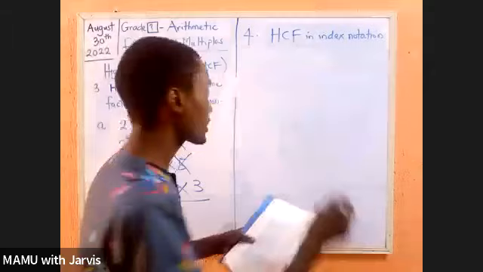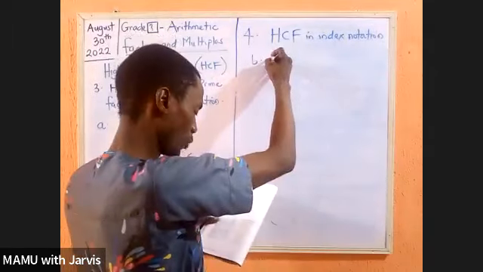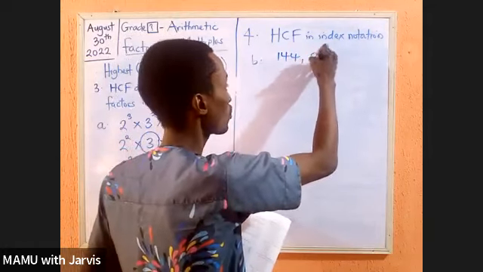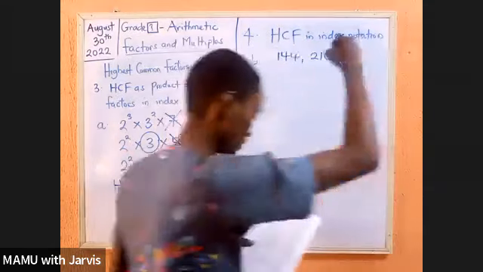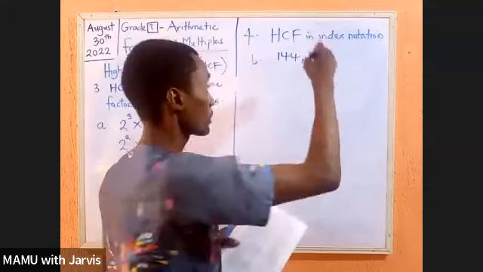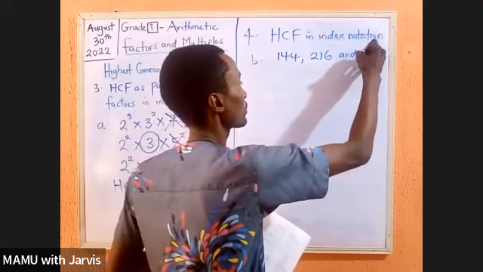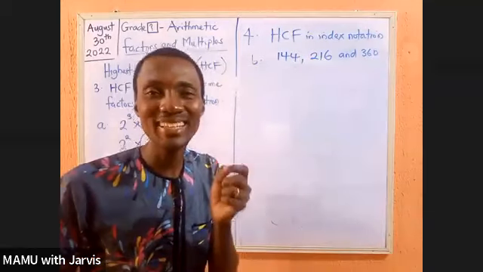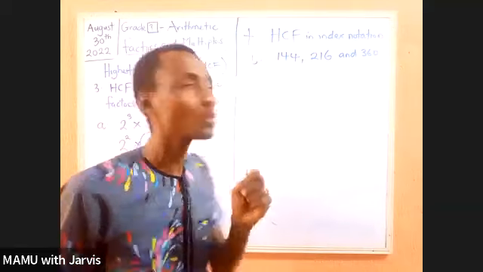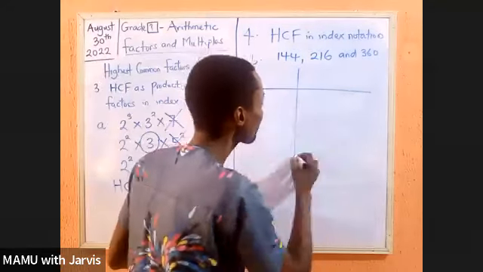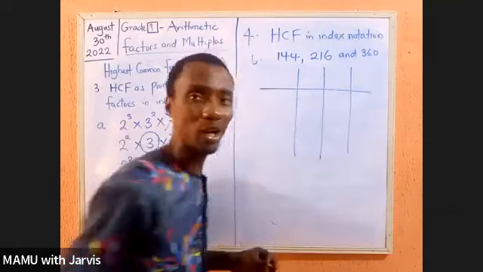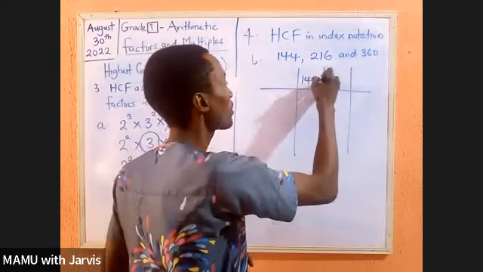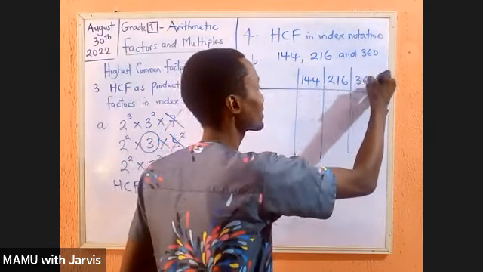Now look at this. Let's say we are given, I'll take question 4B there: 144, 216, and 360. So anytime you are told to write in index form, I will advise you to use this method. This is the safest method to use. I call it the safest method for you to use. So you come with 144, 216, and 360.